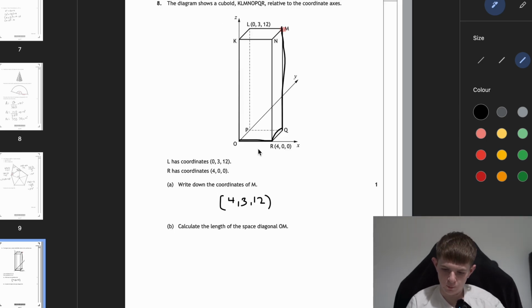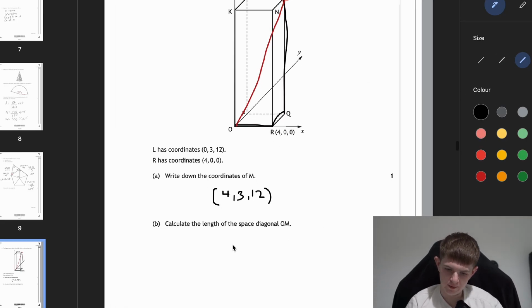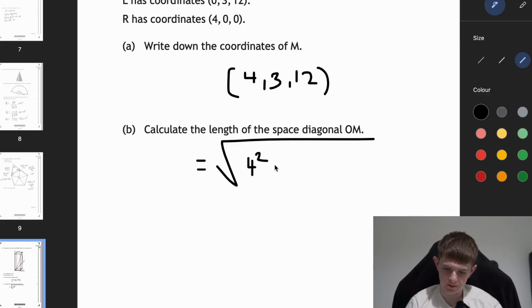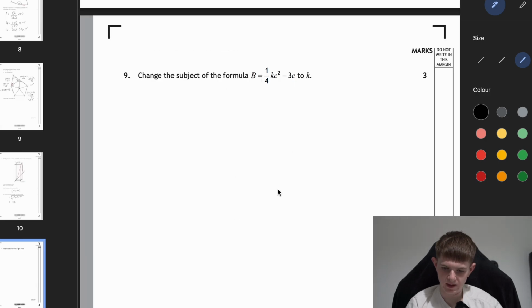For part B, we are essentially trying to find O to M. So O to M, that kind of diagonal across the box there. To do that, all we need to do is the square root of 4 squared add 3 squared add 12 squared. Stick that in your calculator and you will get out 13. So that means that the length must be 13.